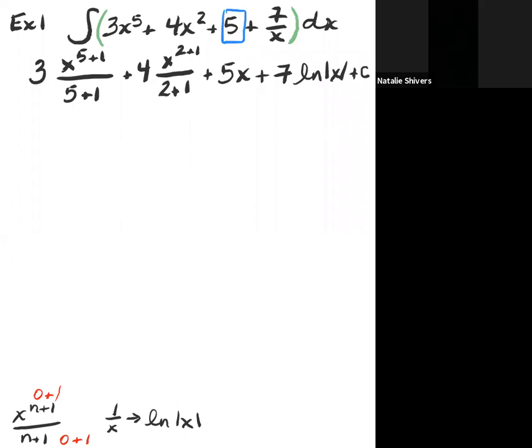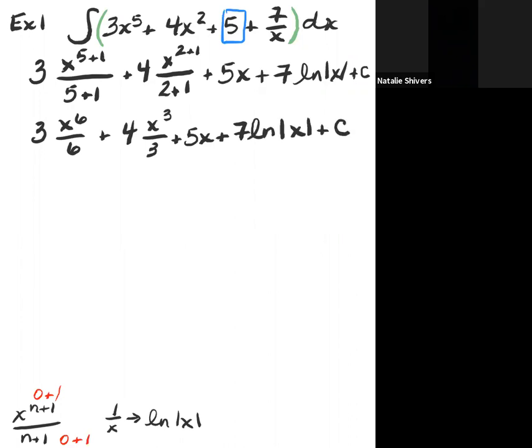So now I just need to simplify. So I get 3x to the 6th over 6 plus 4x cubed over 3 plus 5x plus 7 natural log absolute value of x plus c. One other thing you can do, we can simplify this 3 and this 6.